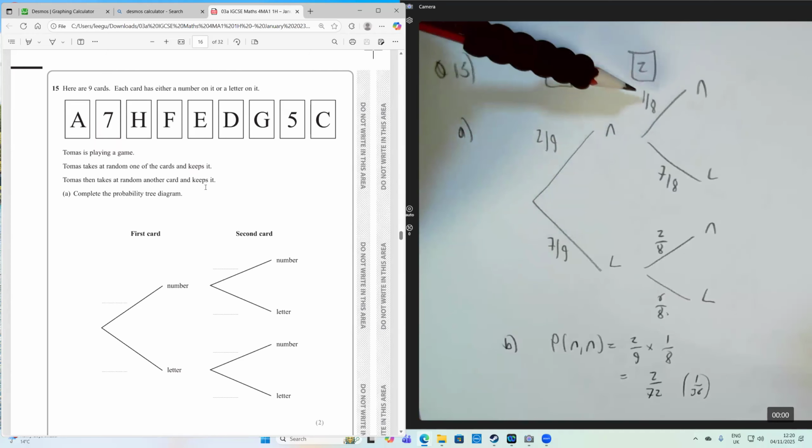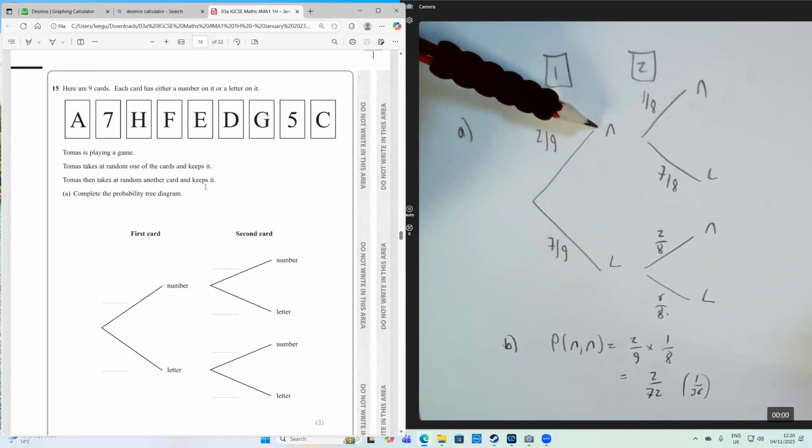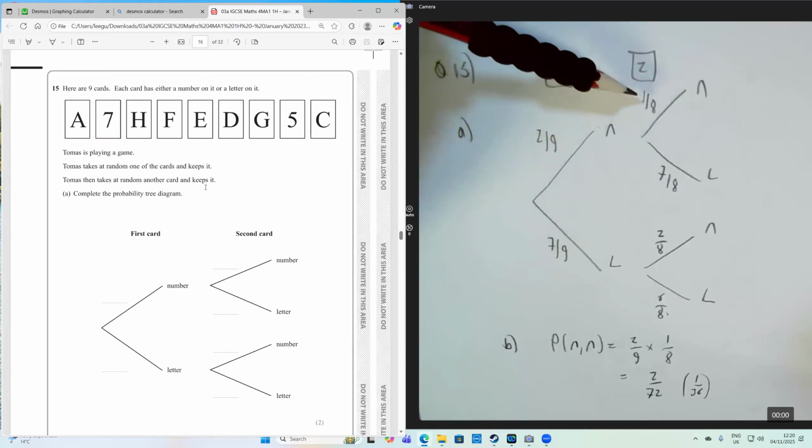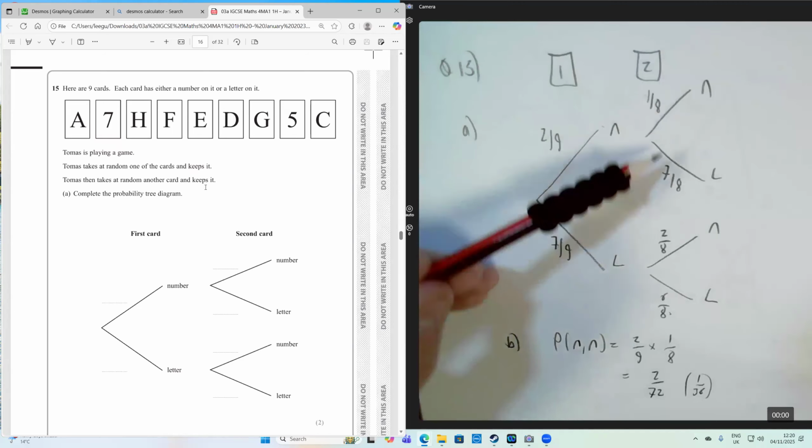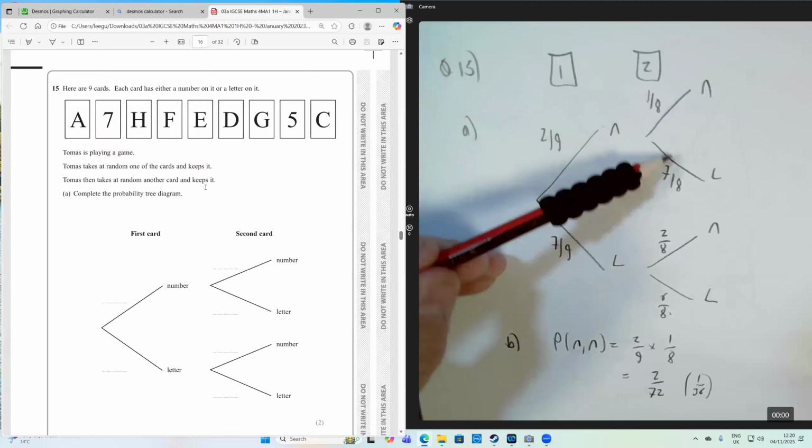So the probability now when Thomas reaches in the second time, if he'd selected a number, there's only 1 card with a number left now. And because he's already taken a card away, there are only 8 cards. So if Thomas selected a number first time, the probability of him selecting a number on the second time is going to be 1/8. Okay. And if that's 1/8, then the letter must be 7/8 because this branch needs to add up to make 1.